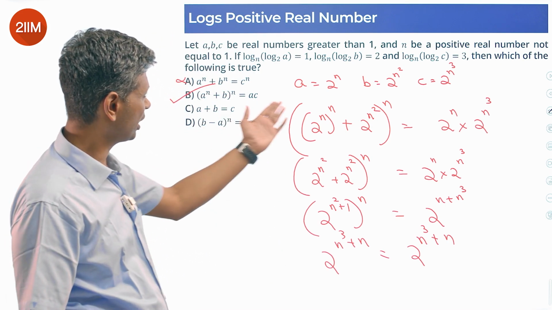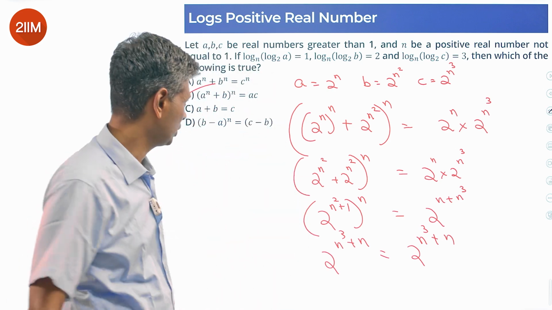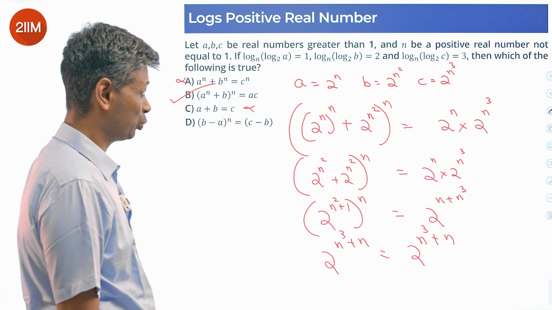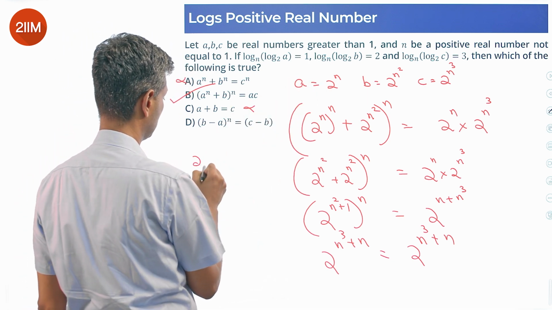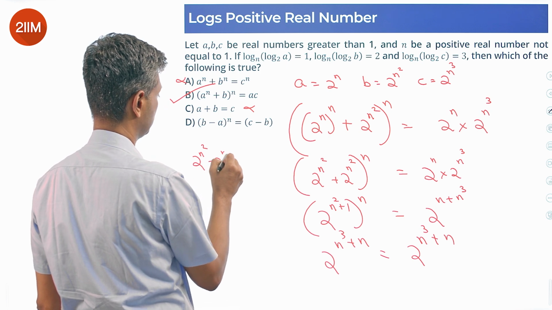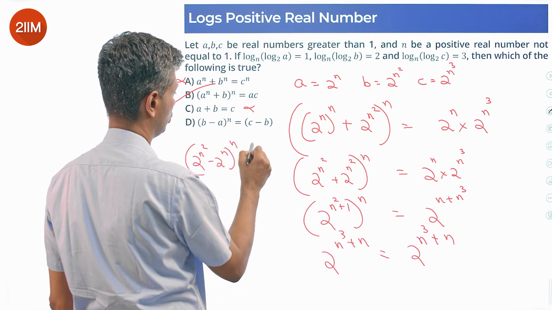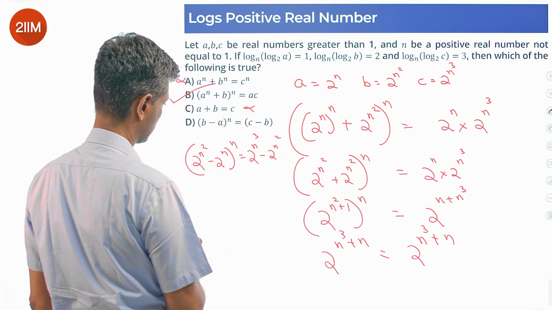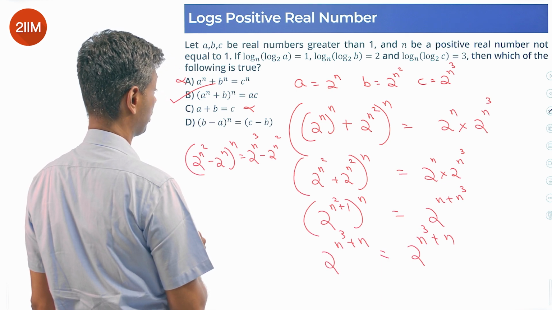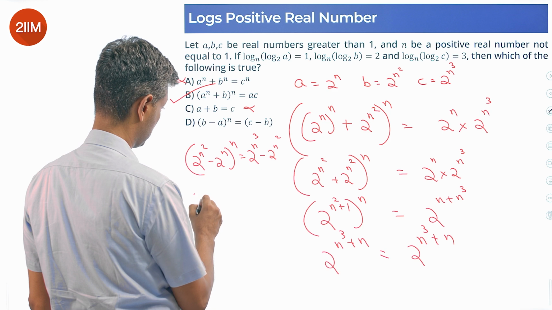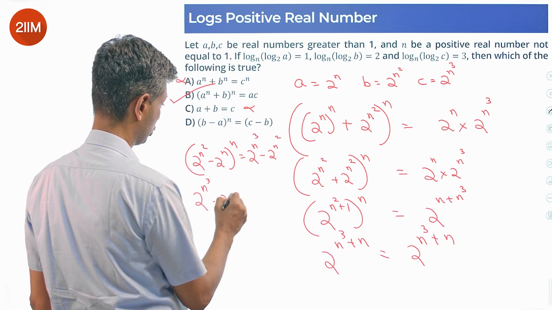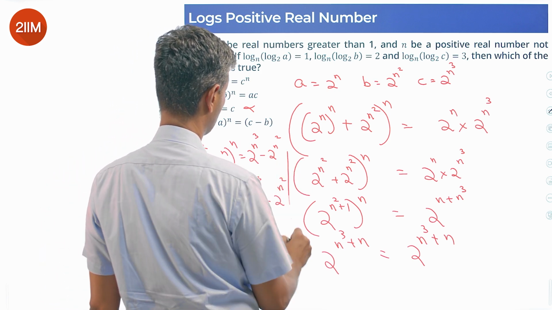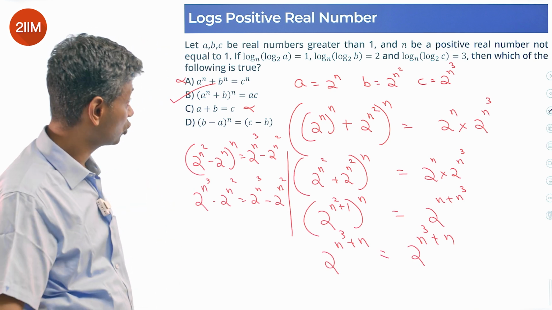a plus b equal to c. 2 power n plus 2 power n square equal to 2 power n cube. Not happening. b minus a whole power n is c minus b. This won't work because there's a 2 power n square minus 2 power n whole power n is 2 power n cube minus 2 power n square. This could work. b minus a whole power n. This is 2 power n cube minus 2 power n square. It's 2 power n cube minus 2 power n square. I thought this will not work, but it looks like this also works.